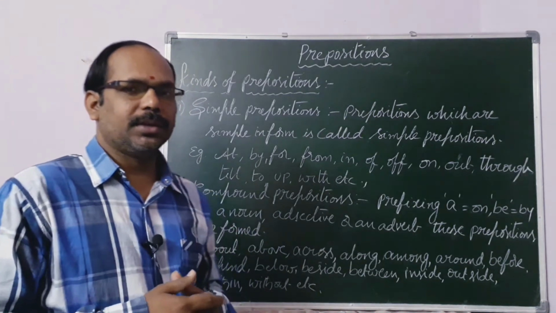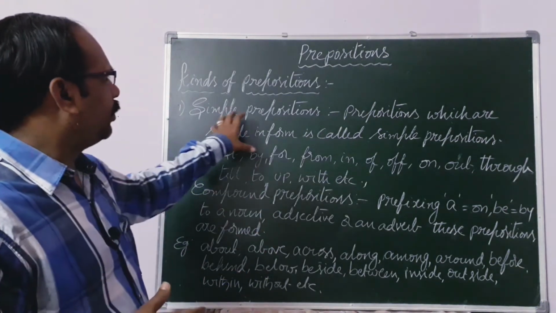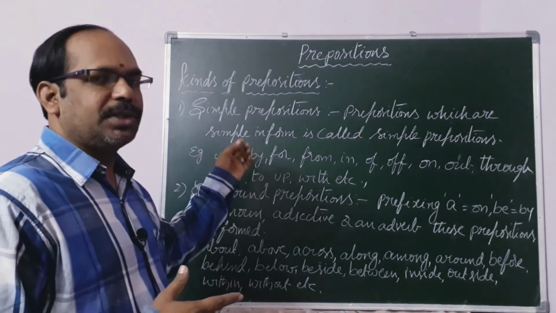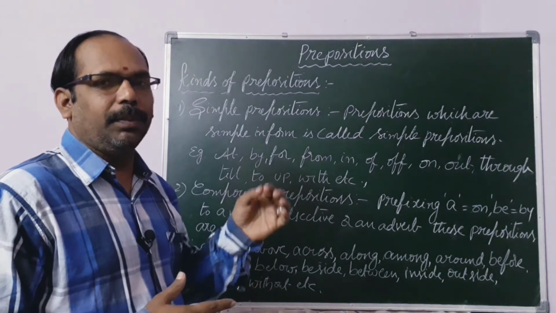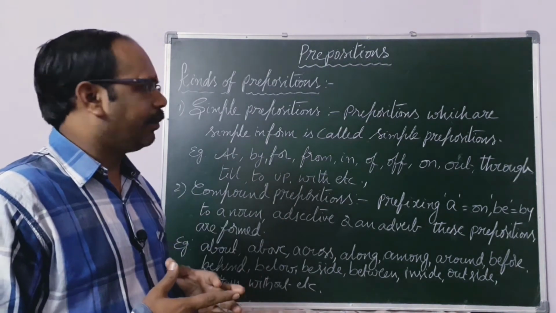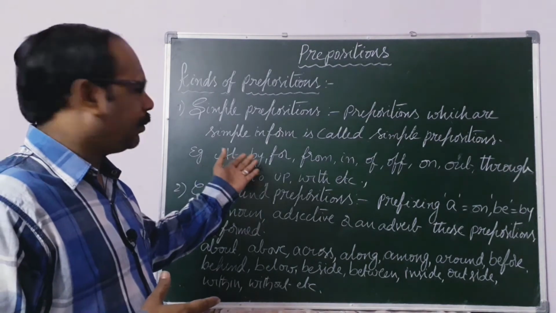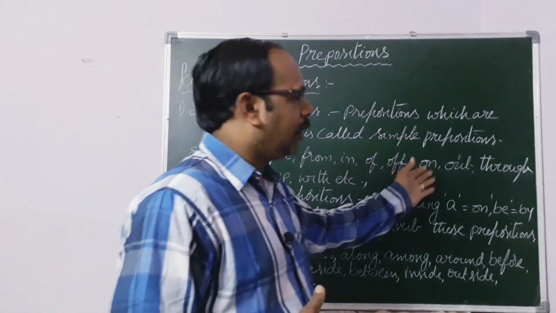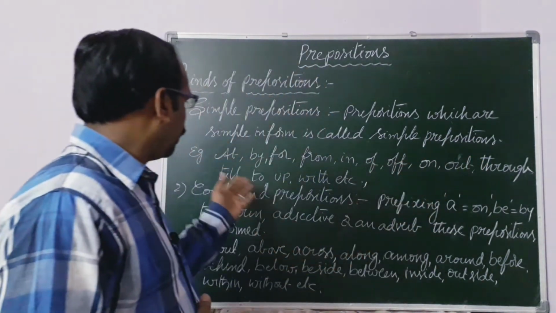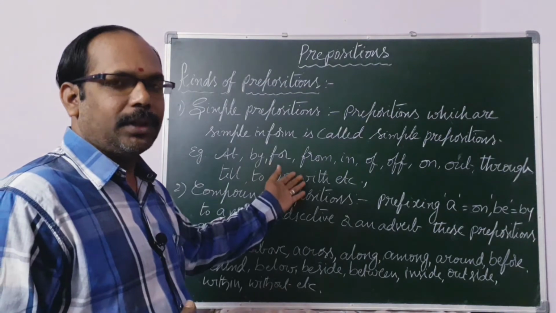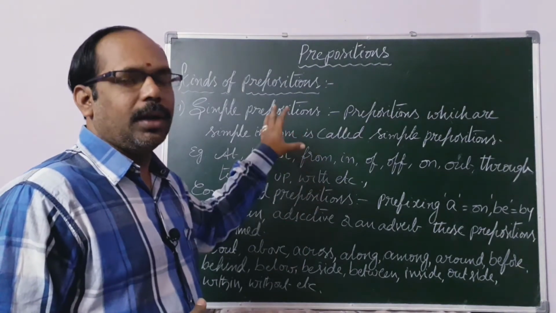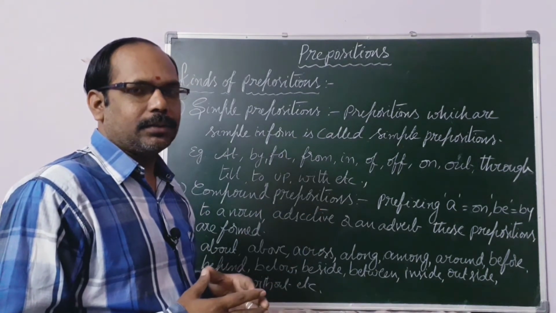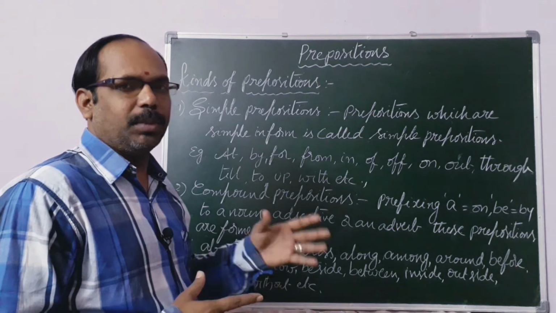First one is simple prepositions. What is meant by simple preposition? Prepositions which are simple in form are called simple prepositions. They are very simple. For example, at, by, for, from, in, of, on, out, through, till, to, up, with, etc. All these are called simple prepositions. Later we will learn how to use these simple prepositions.